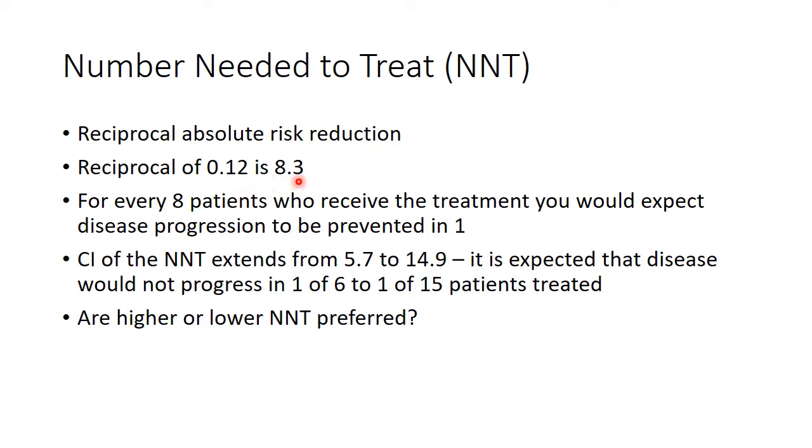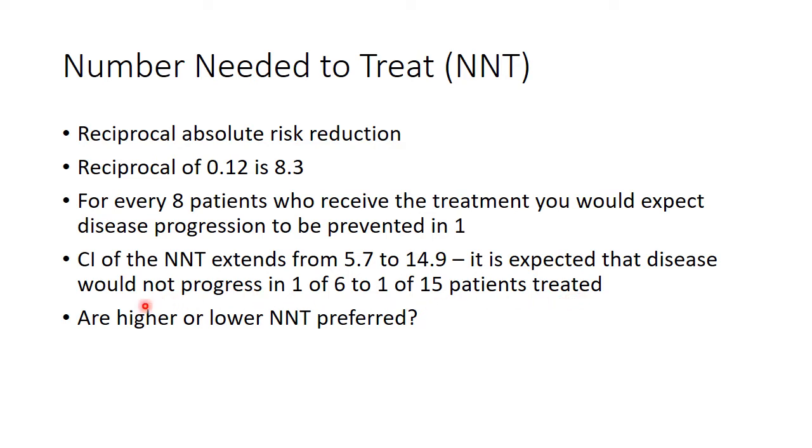What that means is that for every 8 patients who receive treatment, you would expect to have disease progression prevented in 1 patient. And so once you have a number needed to treat, you can start to compare different types of treatments to determine which one has a larger or smaller number needed to treat. And essentially, you would prefer to have a lower number needed to treat, right? Ideally you'd have a number needed to treat of 1, where every patient I were to treat would have prevention of disease progression, right?